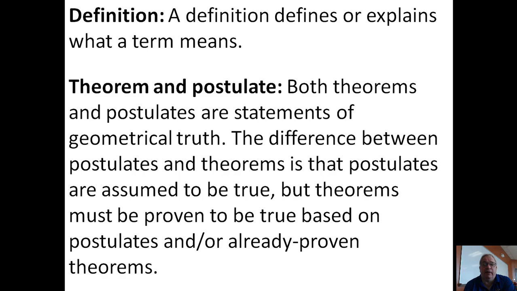Theorem and postulate. Both theorems and postulates are statements of geometrical truth. The difference between a postulate and a theorem is that postulates are assumed to be true, so we just instinctively know it's true. And a theorem must be proven. Pythagorean theorem, it had to be proved based on other postulates or already proven theorems. So again, a postulate is assumed to be true. A theorem needs to be proven true.